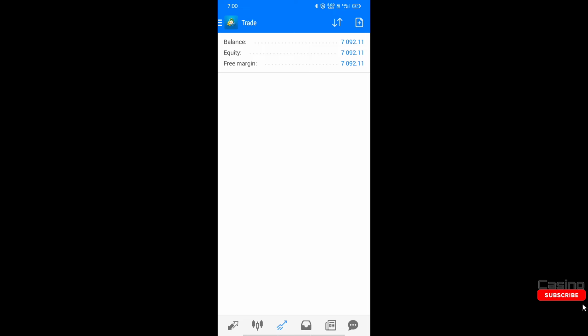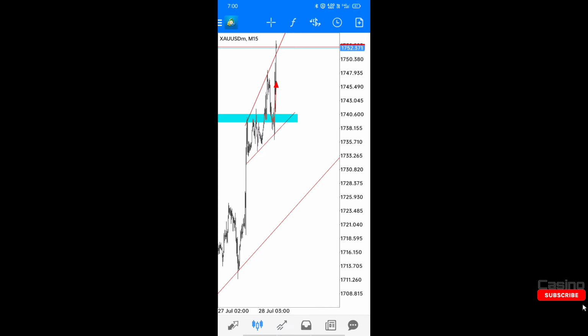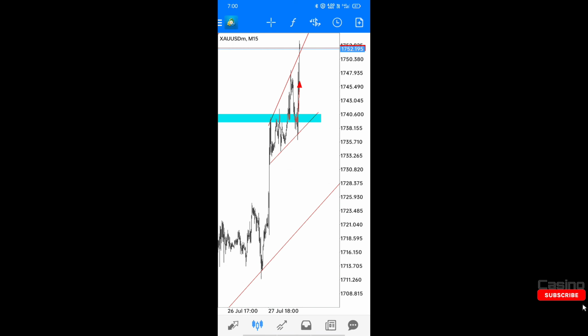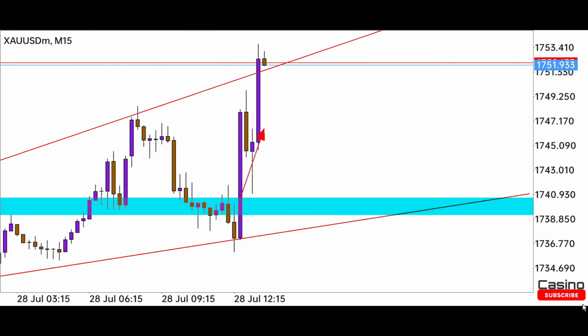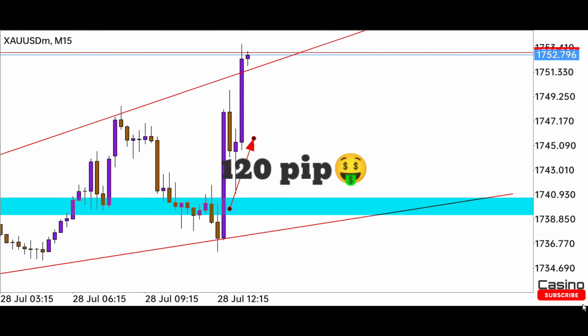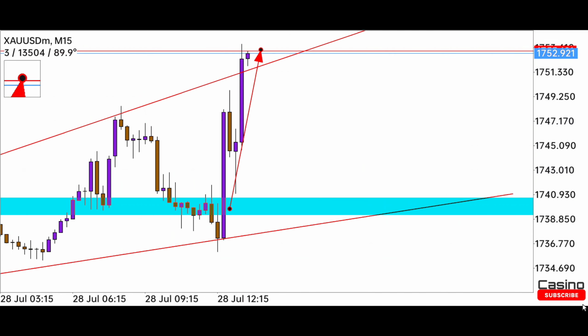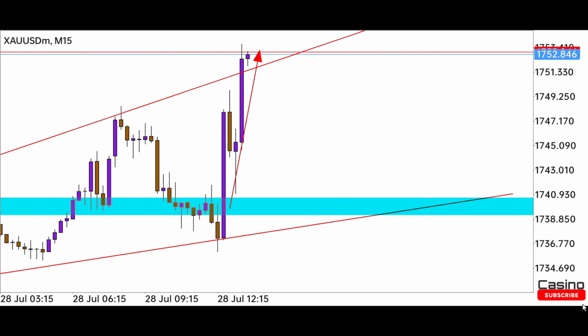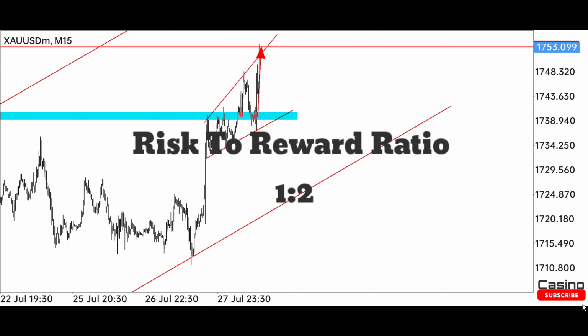We had deposited $4,000, which is now $7,092 with proper risk management. If you see our return, we have achieved 75%, which is more than half of our account profit. The market is up 120 pips from where we took the trade. Our stop loss is 60 pips. Here the risk to reward ratio of 1:2 is followed.